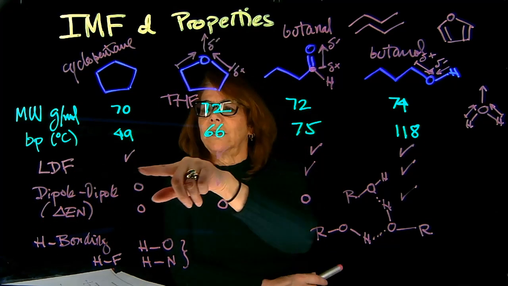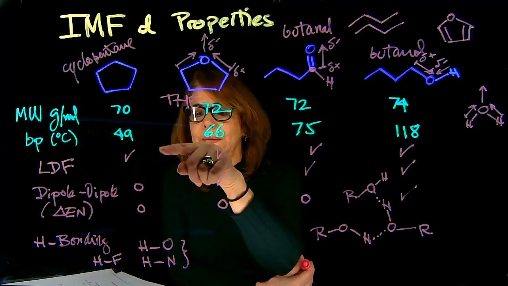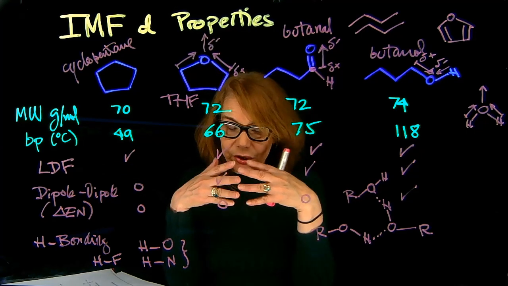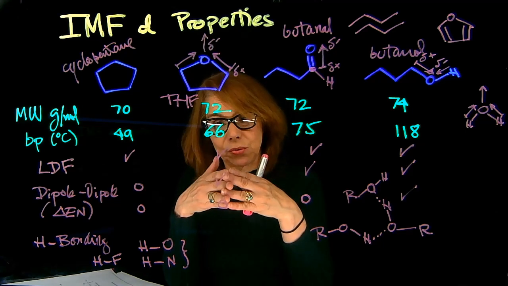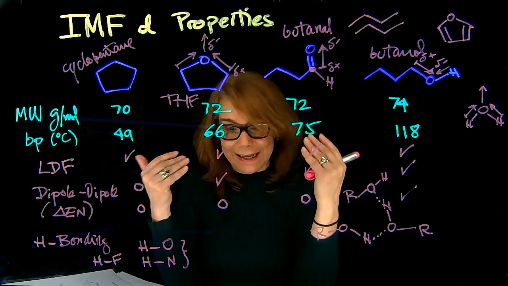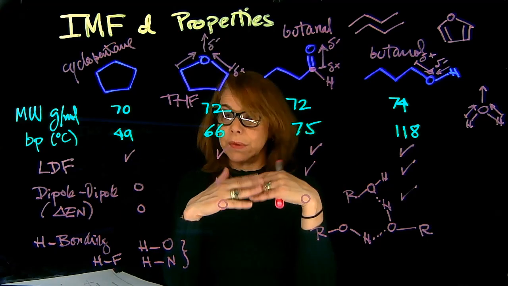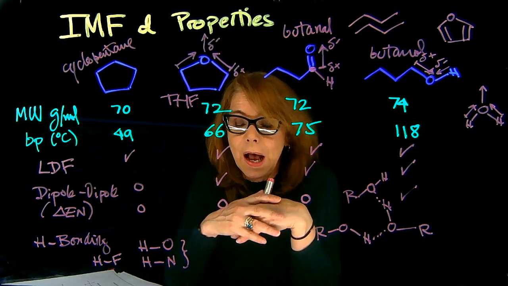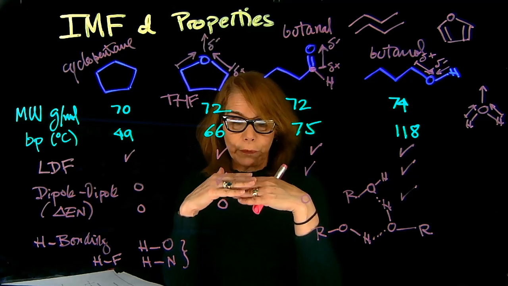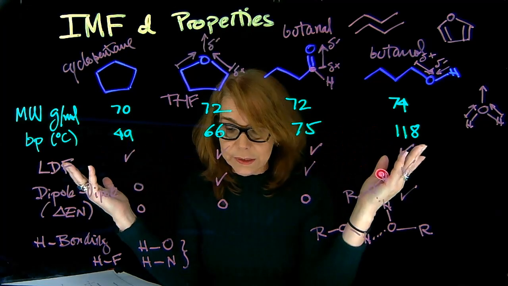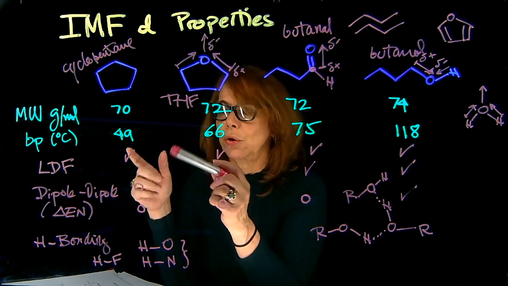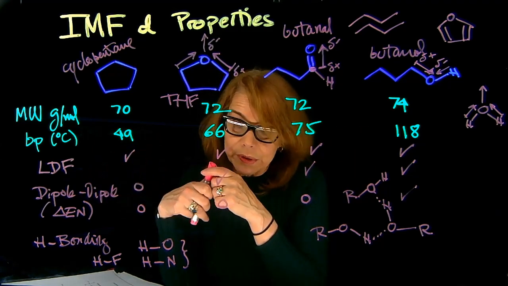So we see here that in cyclopentane, I only have the London dispersion forces. So the interaction between molecules is much weaker than it is here. And when it is weaker, we need less energy to break intermolecular forces between molecules to go from the liquid phase to the gas phase. I need less energy to do that, less kinetic energy. So boiling occurs at a lower temperature.